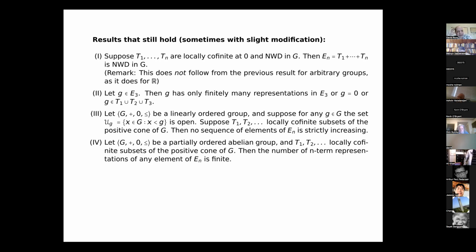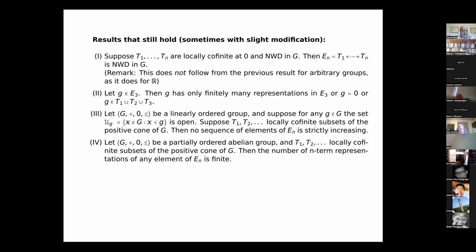And finally, let's suppose you've got a partially ordered abelian group, and you start with locally cofinite at zero subsets of the positive cone of G. Then the number of n-term representations of any element of E sub n is finite. And some of the proofs go through. The proof of one has to be changed from the standard setting or from the generalized standard setting. The proof of four, the non-standard proof, more or less goes through.